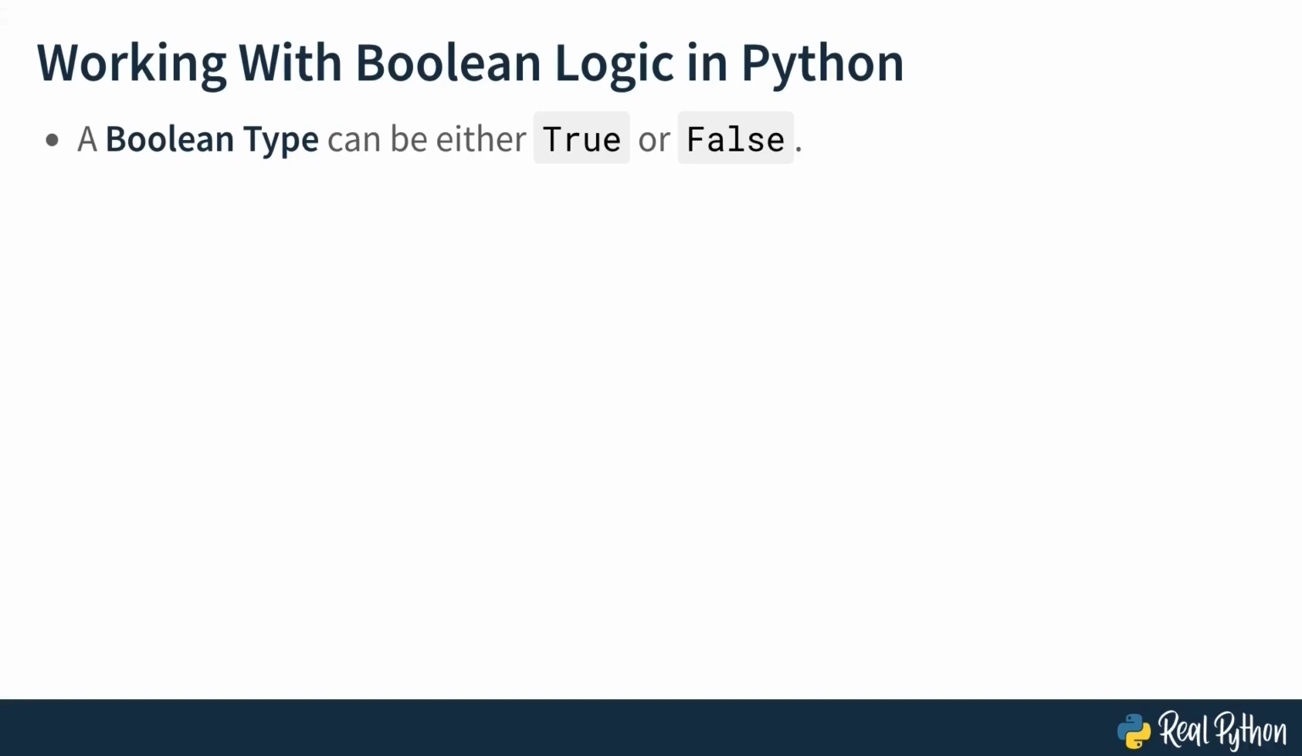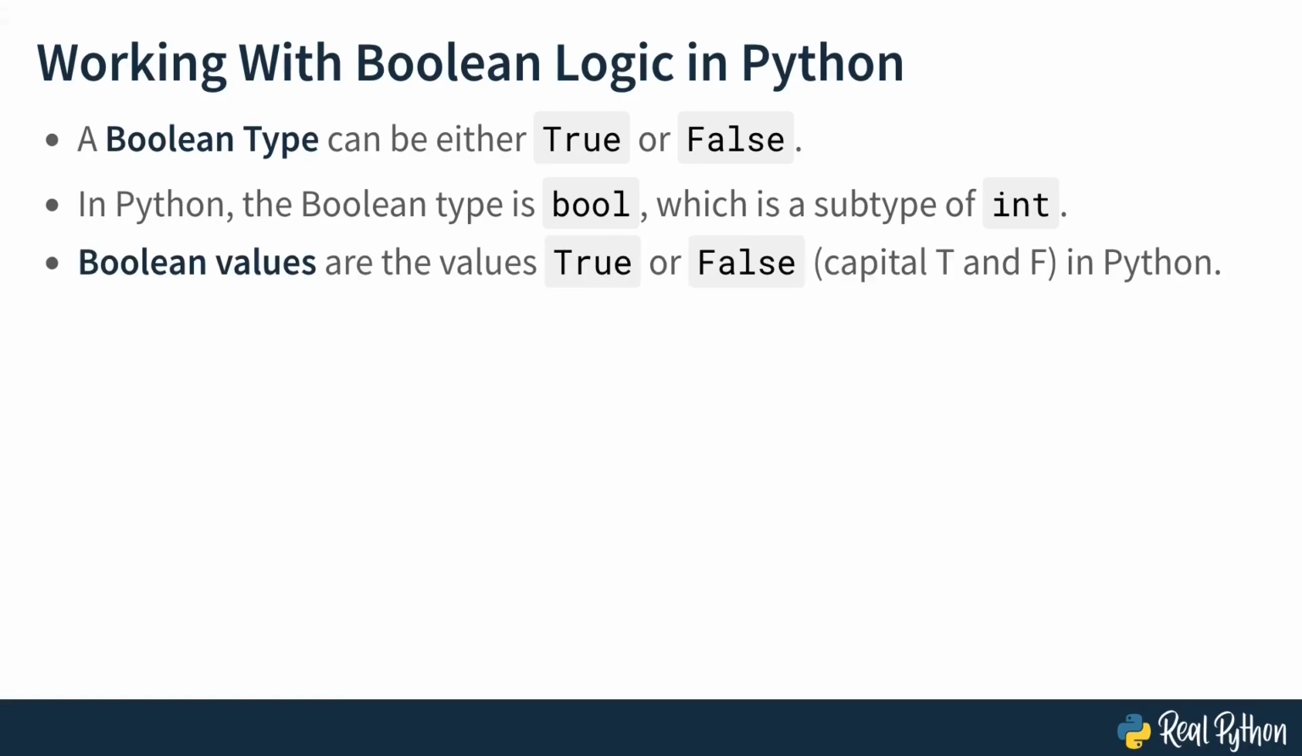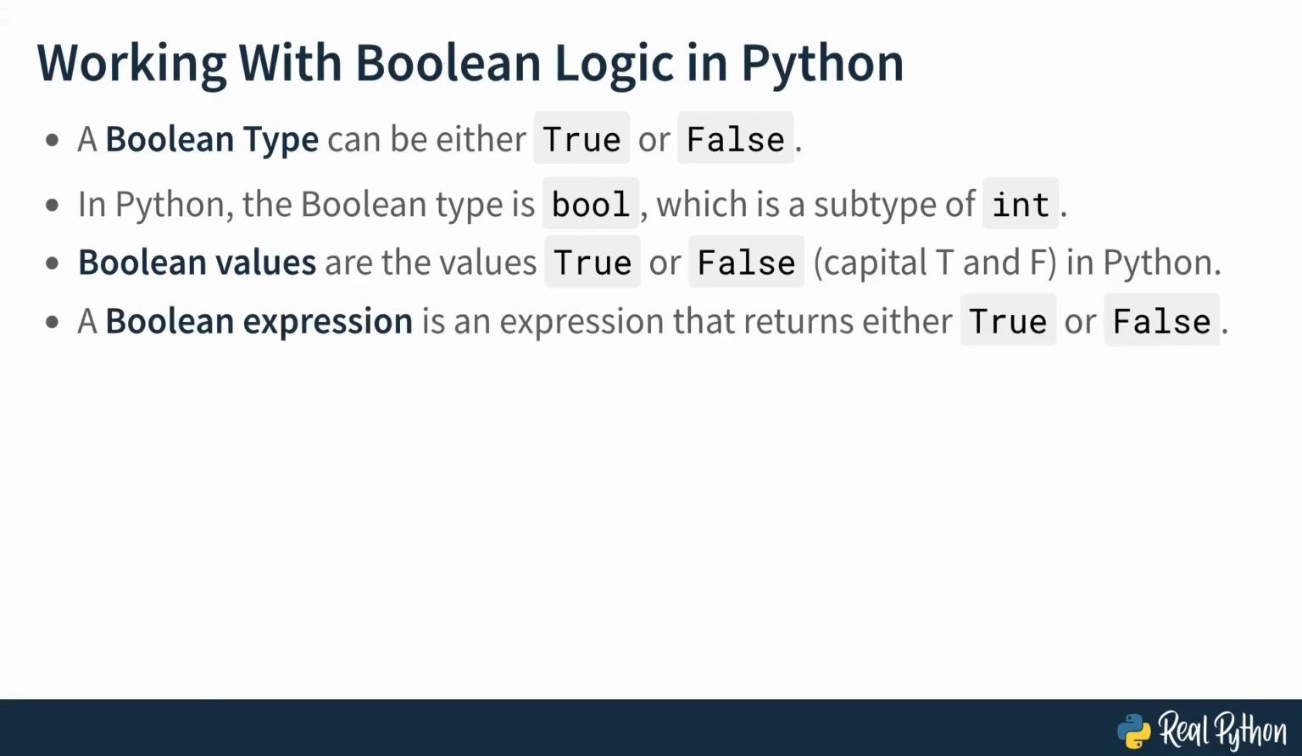Here's some terminology relevant to Boolean logic in Python. Boolean is a type of value that can be either true or false. We signify that using the keyword bool for that type, and it's a subtype of the integer type. There are two Boolean values, True and False, and in Python, those are capitalized. A Boolean expression is an expression that returns either true or false. It does a computation and returns true if the result of that computation was true, or false if the result of that computation was false.